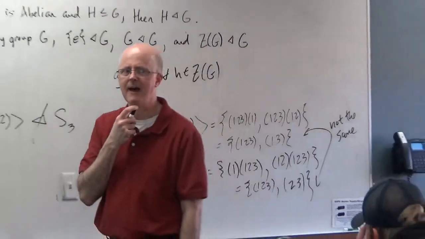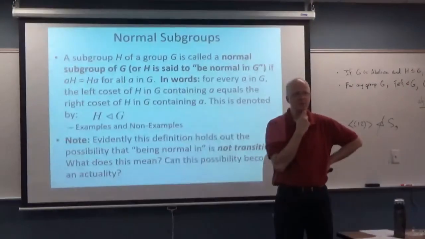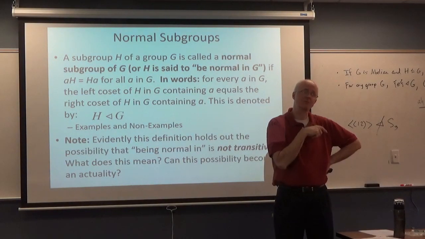Seems like maybe in a non-abelian group, if you've got a subgroup of order 2 that's not in the center, it's not going to be a normal subgroup. But maybe subgroups of order 3 could.